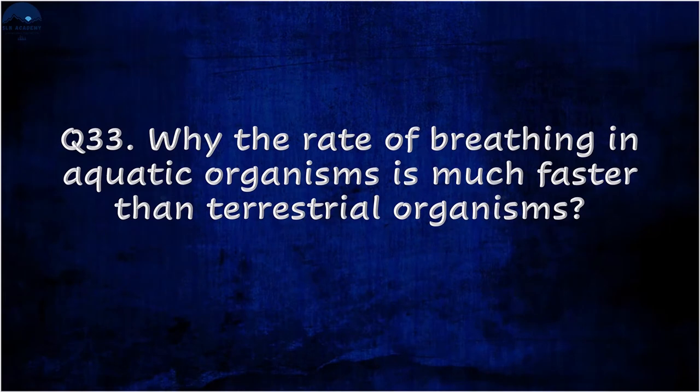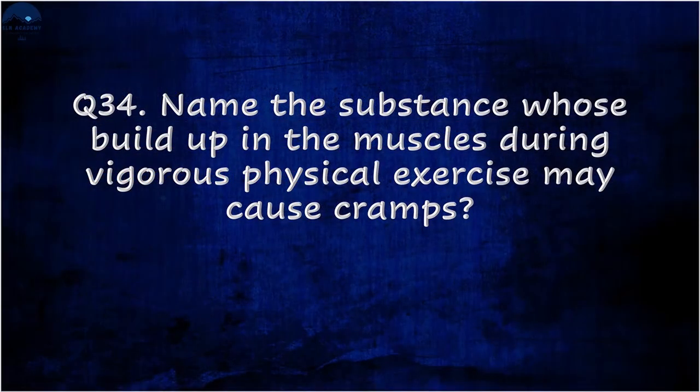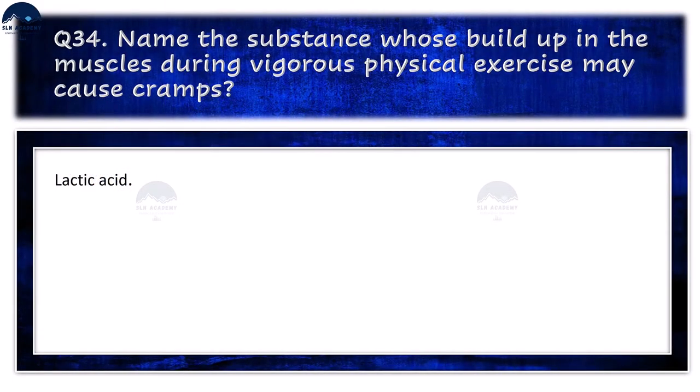Question 33. Why is the rate of breathing in aquatic organisms much faster than in terrestrial organisms? The amount of dissolved O2 is low as compared to the amount of O2 in air. Therefore, the rate of breathing in aquatic animals is much faster than in terrestrial animals. Question 34. Name the substance whose buildup in the muscles during vigorous physical exercise may cause cramps. Lactic acid.